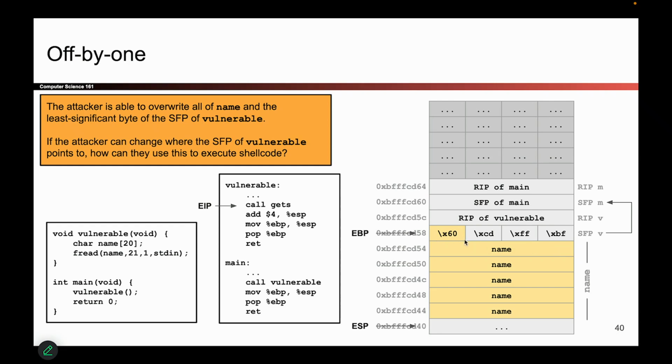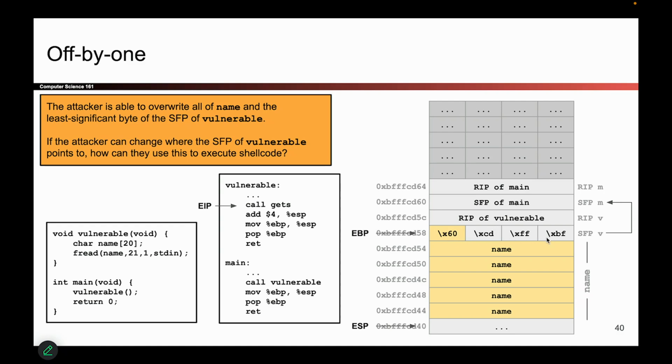But basically what this tells me is I can change this SFP to point somewhere else. So maybe the first thing I should ask myself is, where is it currently pointing? And what does the program do with this value that's stored on the stack? And why is changing it going to help me execute shellcode? So I think back to my stack frame and the way that I call functions. And I think, what does this value actually represent?